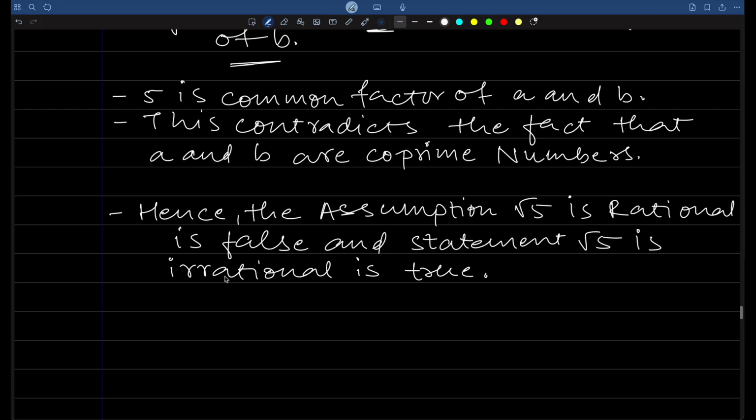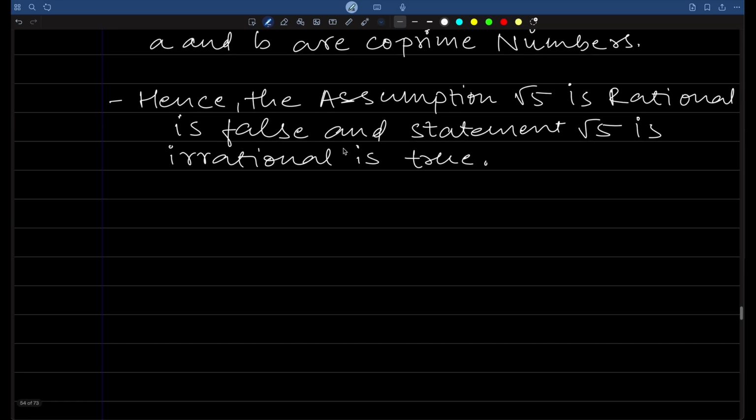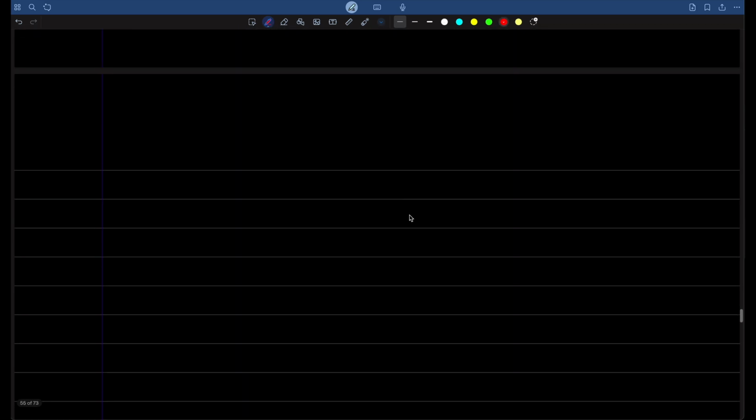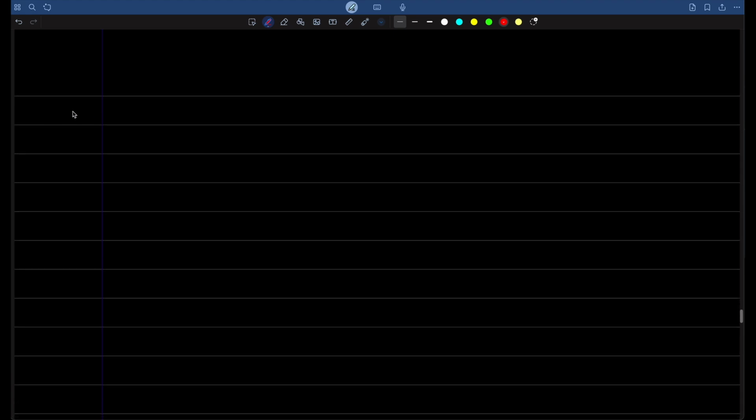Now let's solve question number 2. Question number 2 is: 3 plus 2 root 5 is irrational. We have to prove that 3 plus 2 root 5 is irrational.